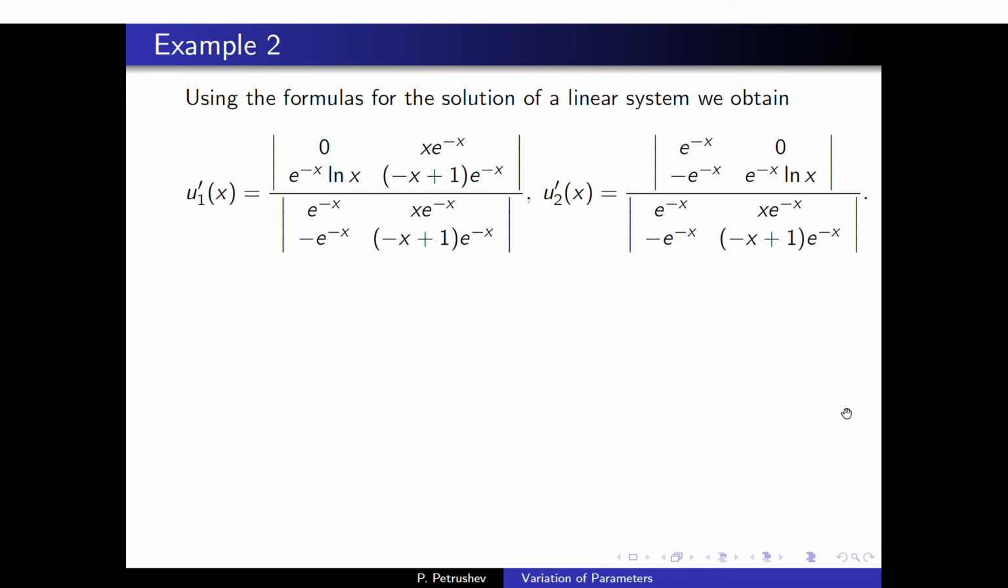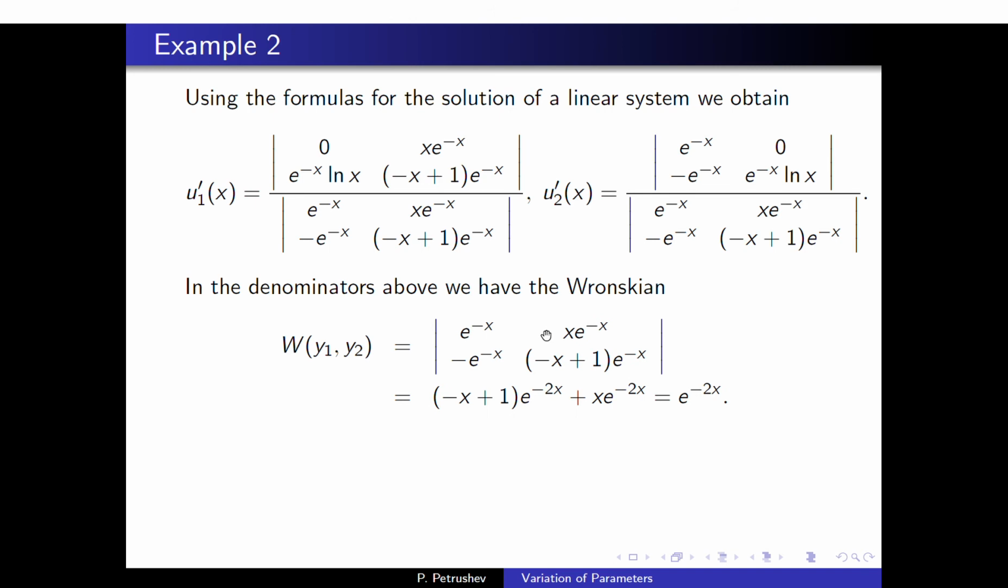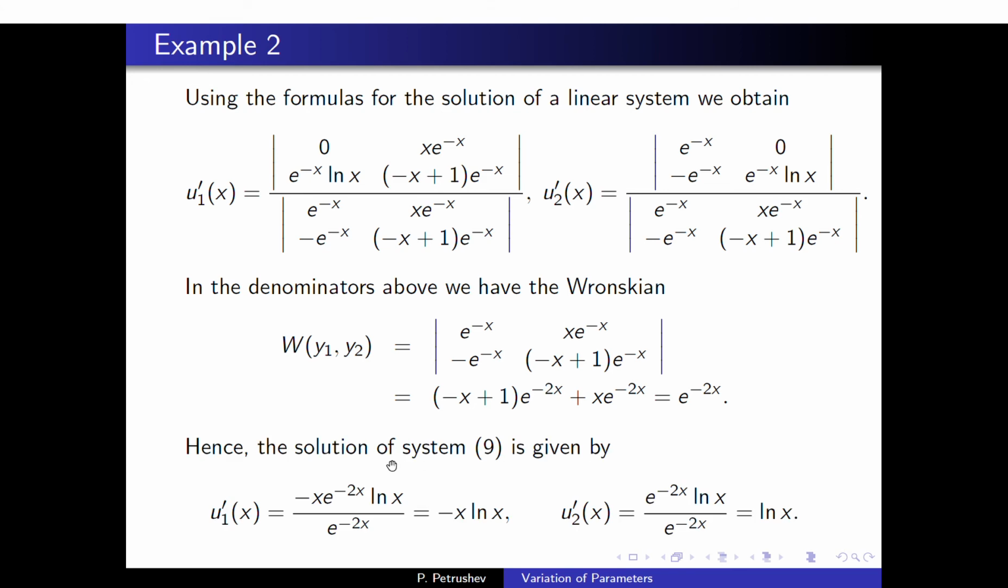We know how to solve a linear system like this. We get immediately u1 prime and u2 prime in terms of these determinants. Again, as before, in the denominators, we have the Wronskian of y1 and y2, which is equal to this function that is always different from 0. So therefore, now it's easy to find u1 prime and u2 prime. This determinant is equal to this quantity divided by the Wronskian. We get this function, and similarly, u2 prime is equal to this function.